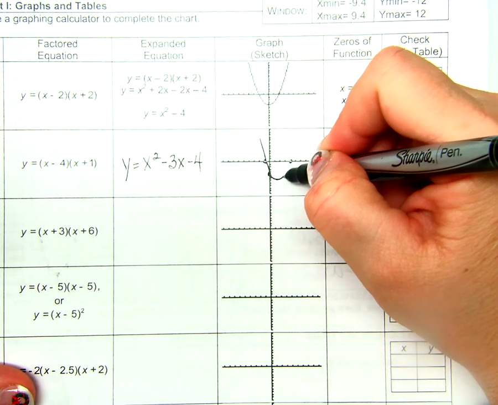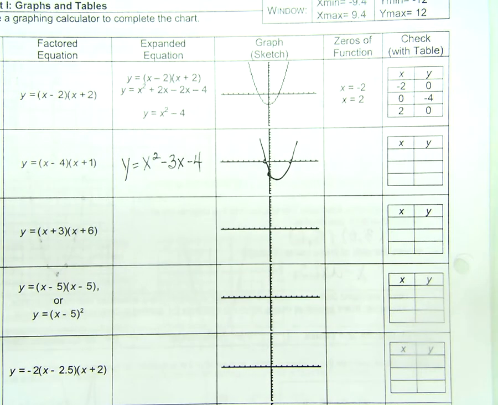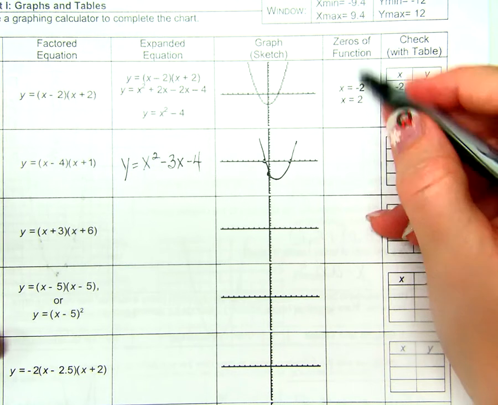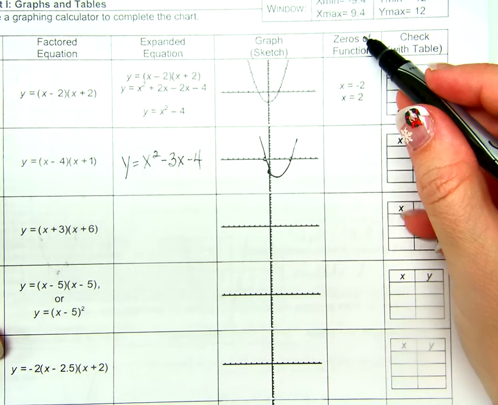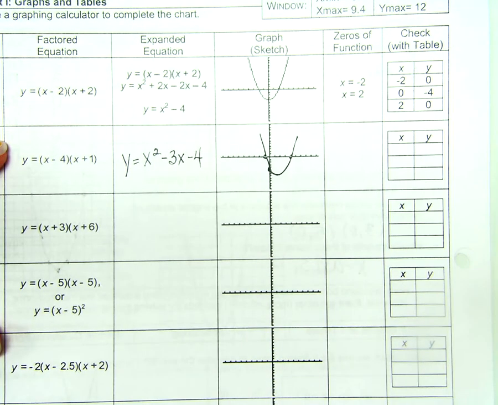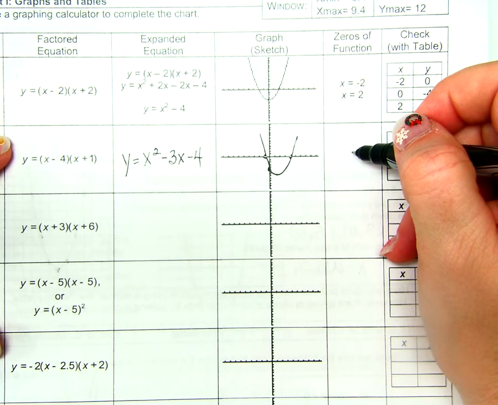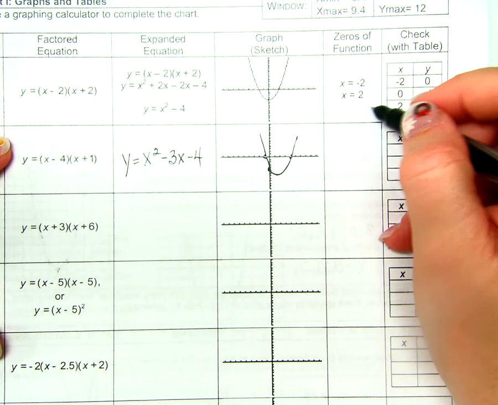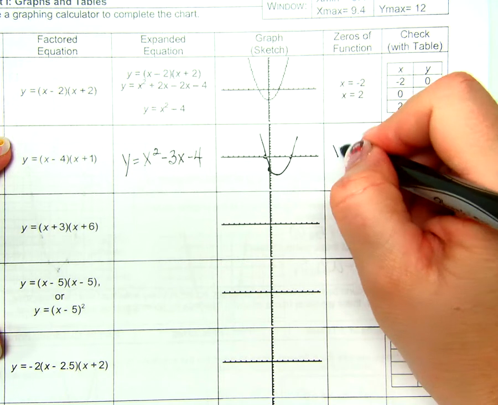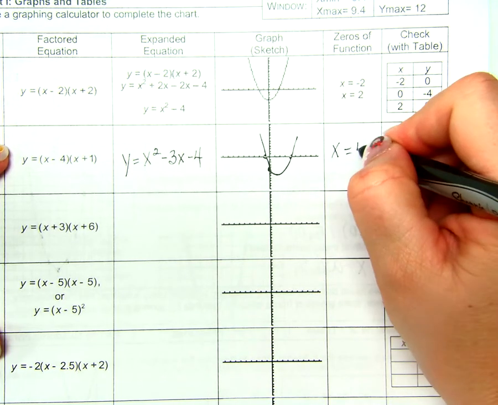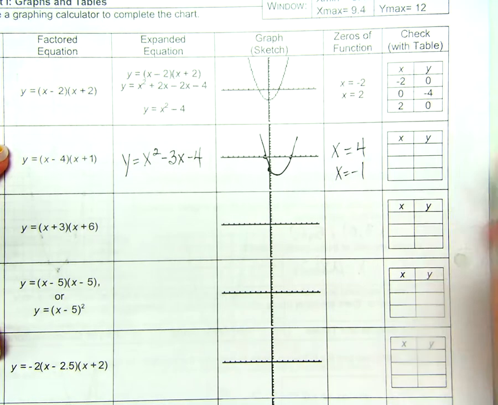So is it going to look something like this? Oh my gosh, I didn't even look at my calculator. I must be doing it wrong. Yeah, I'm not. Okay, so what are my zeros? Now, a second ago, Jordan told me that negative 1, 0 and 4, 0 were my x-intercepts. Are those my zeros? If it's asking for zeros, what is it asking for? X equals something, right? So x equals what? 4 and negative 1, right?